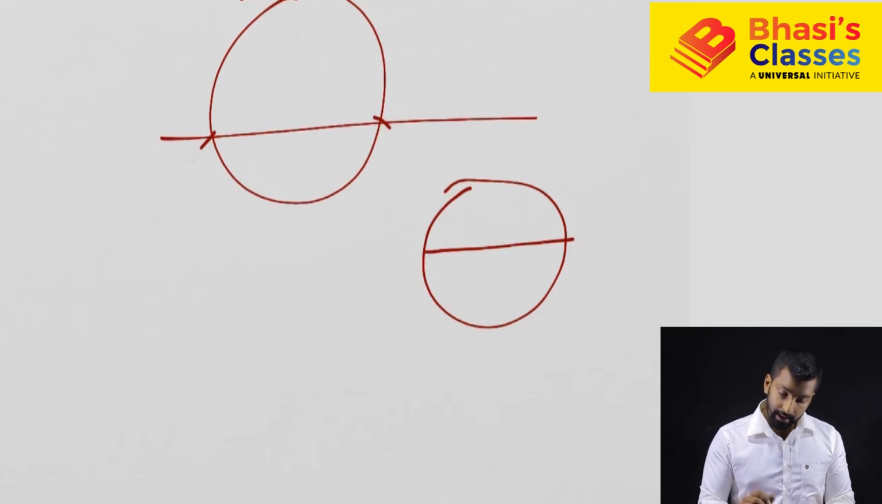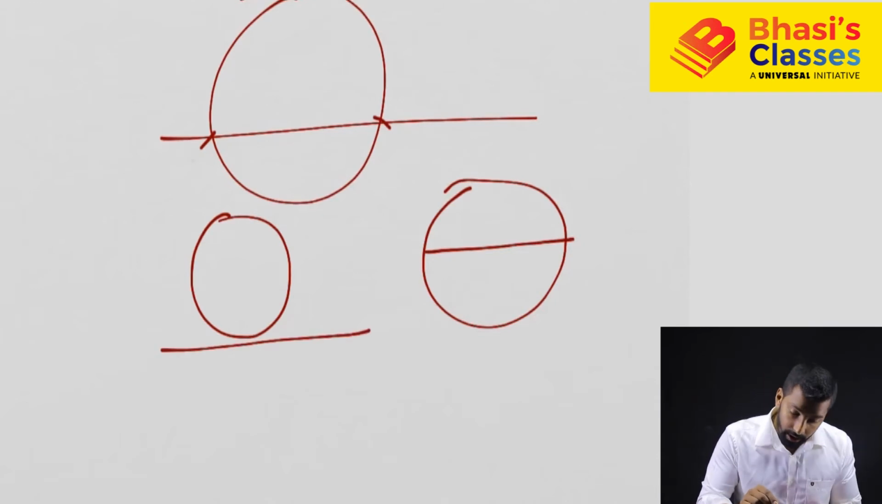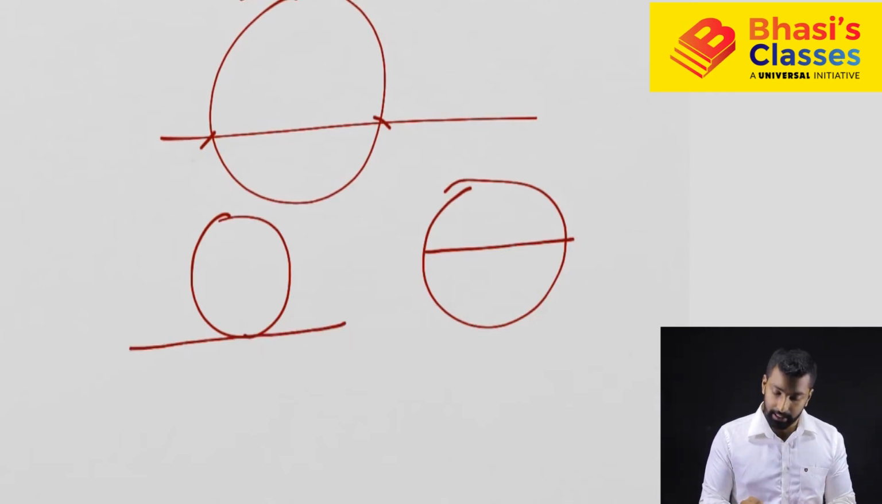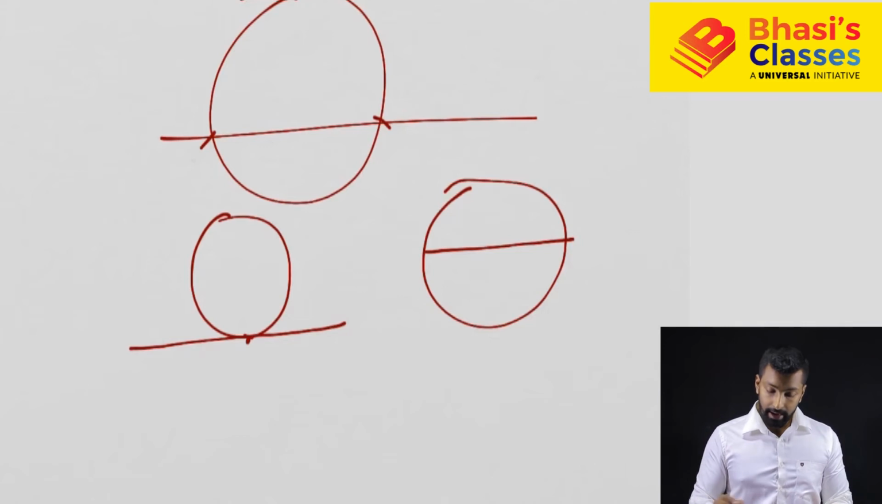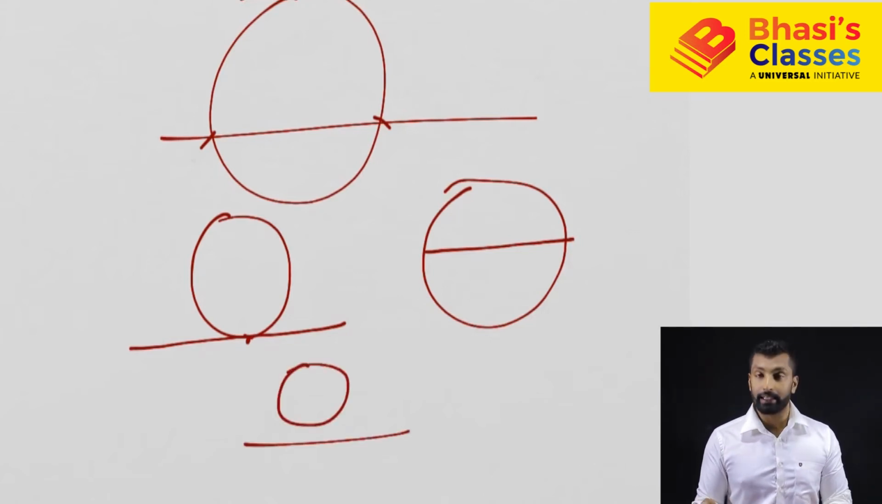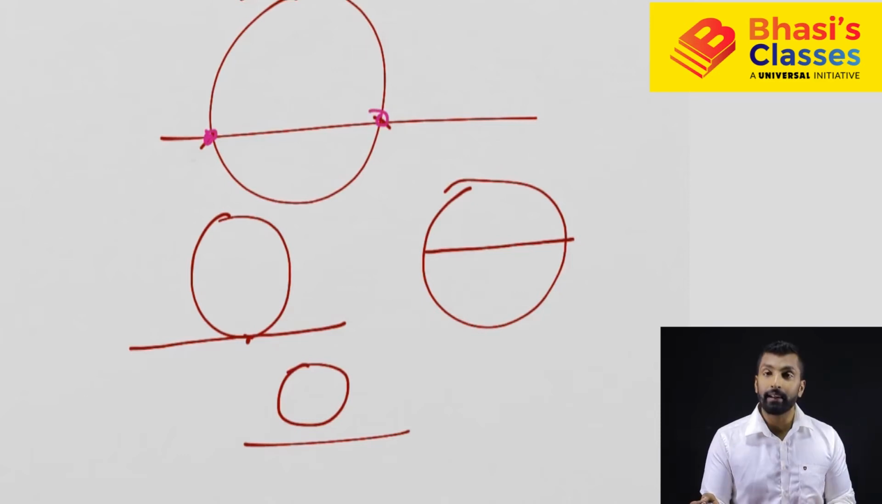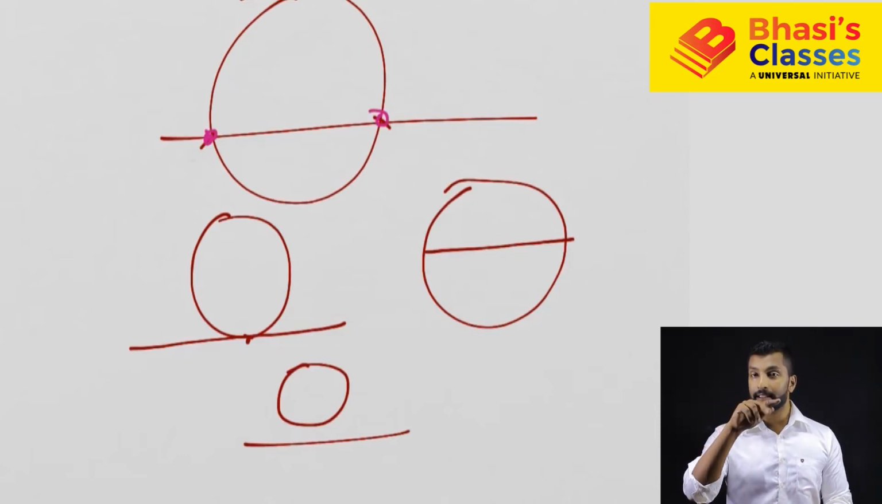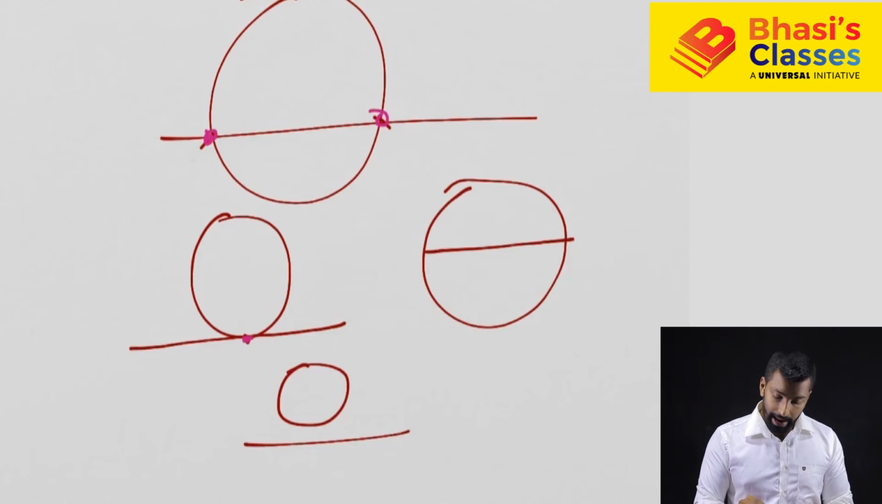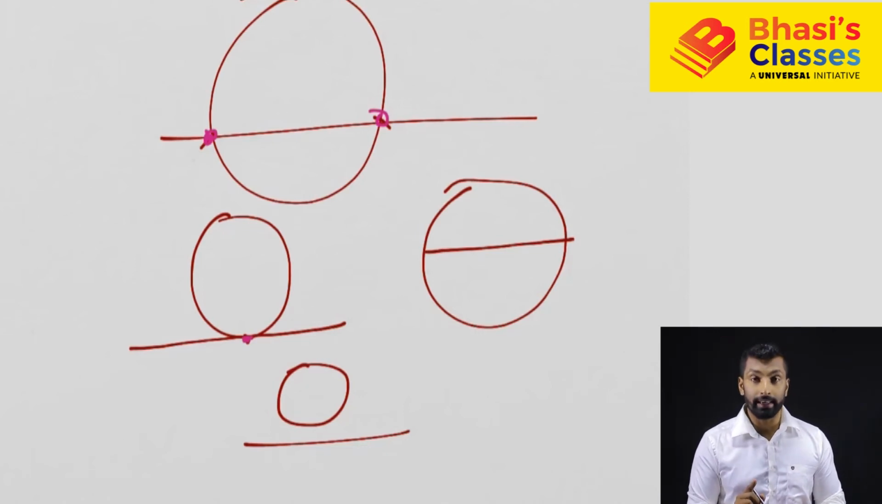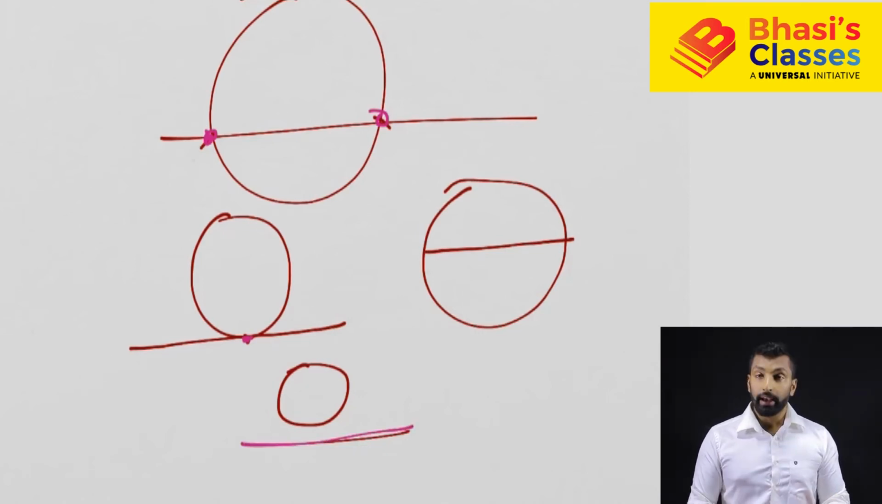Then another possibility is like this. The line will go like this, just touching. And the third possibility is no connection. So this is the first case, what you call a secant, when the line cuts the circle at 2 points. Here the line touches the circle at 1 point, you call it a tangent. And in the third case, there is no intersection, or the point of intersection is not real.